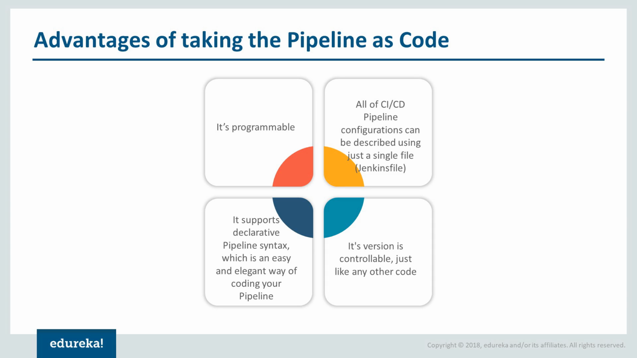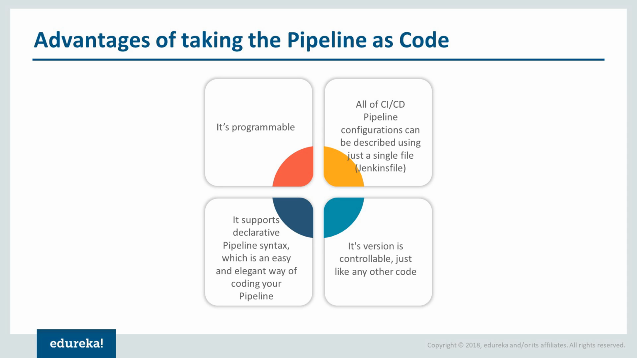Why do you want to convert your pipeline into code? First of all, it becomes programmable, and it's very easy to make any changes in your actual pipeline. All of the CI/CD pipeline configurations can be described using just a single file. Typically, the configuration you put is inside a Jenkinsfile. We call that Jenkinsfile, a single word with J in uppercase. It supports declarative pipeline syntax, which is an easy and elegant way of coding your pipeline. We do call it coding, but actually it is as simple as learning or writing some English sentences. Of course, its version is controllable just like any other code.